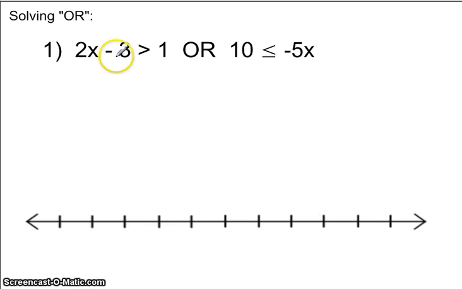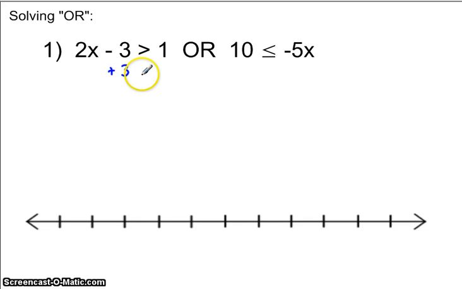Alright, so this is solving OR. Now we've got 2x minus 3 is greater than 1, or 10 is less than or equal to negative 5x. So when the variables aren't isolated like they were in the previous 4, all you have to do is solve them separately and then regraph them. So let's do this left side first. The 2x minus 3 is greater than 1. We know how to solve this.